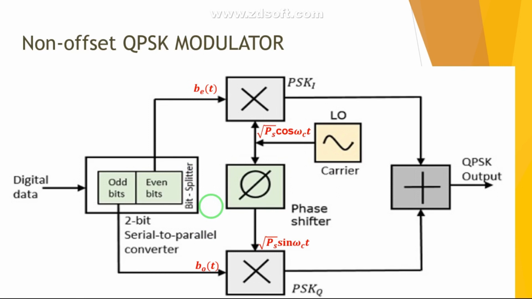Large amplitude variations are observed for this QPSK signal, because guys, in non-offset QPSK, the maximum phase shift that occurs is of what, 180 degrees, whereas in offset QPSK, the maximum phase shift is of what, 90 degrees. But over here the phase shift is large, that is of 180 degrees.